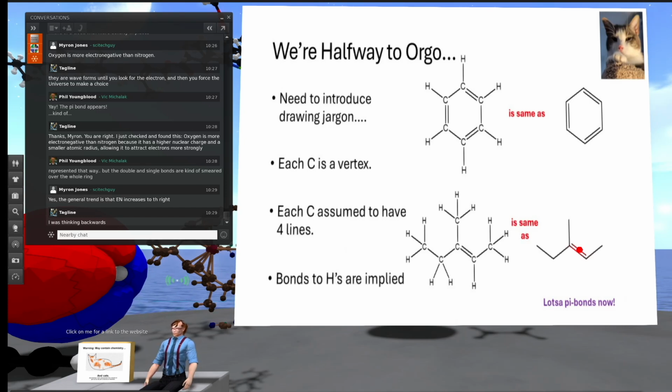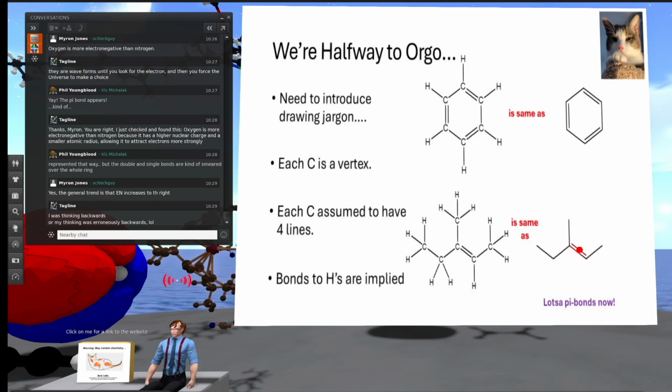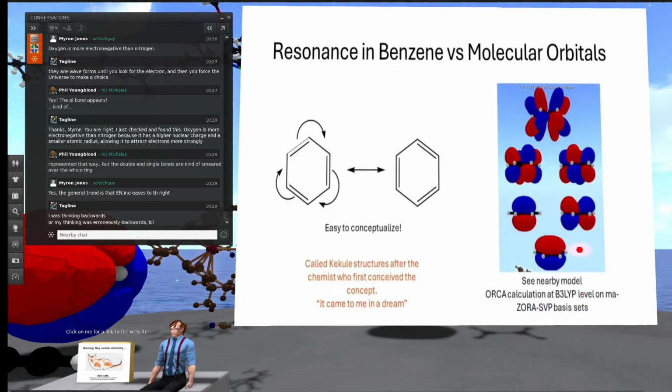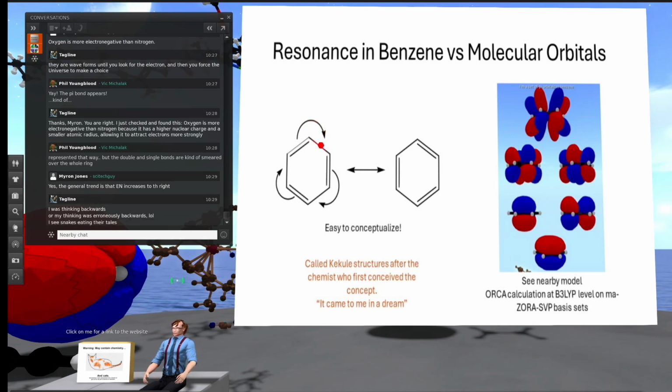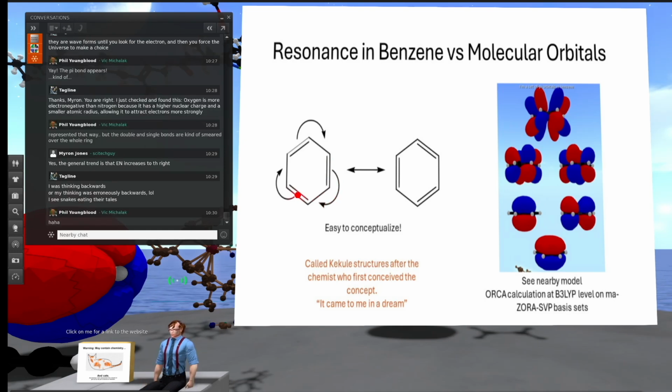And Phil, you are right. The single bonds and double bonds in benzene are smeared around. We can represent that with our resonance structures, where we use a curly arrow to move one bond, and that will necessarily mean that we have to move the next bond and the next bond, otherwise we'll have 5 lines to carbons, and that gets people very upset.